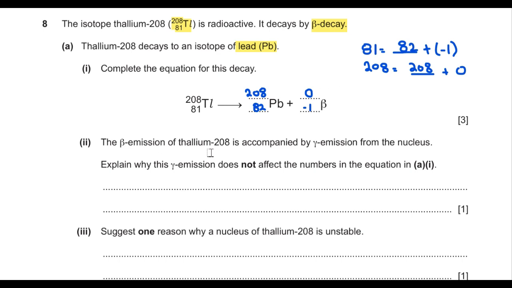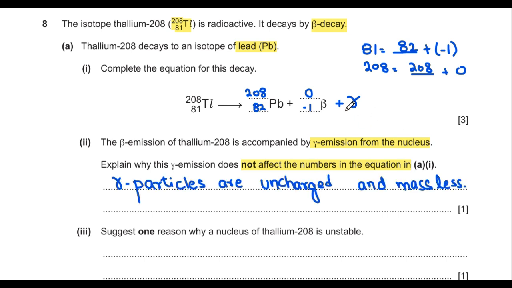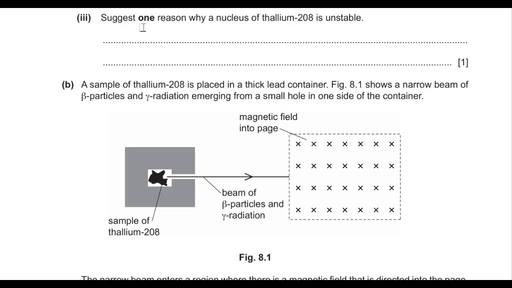Now the second part is saying the beta emission of thallium is accompanied by gamma emissions from the nucleus. Explain why this gamma emission does not affect the numbers in the equation. So as you know, this equation is also going to emit a gamma particle. And why would the emission of a gamma particle not affect this equation? Because gamma particles are uncharged and massless, so it would have no charge over it, so it will not affect the equation. Third part says suggest one reason why nucleus of thallium-208 is unstable.